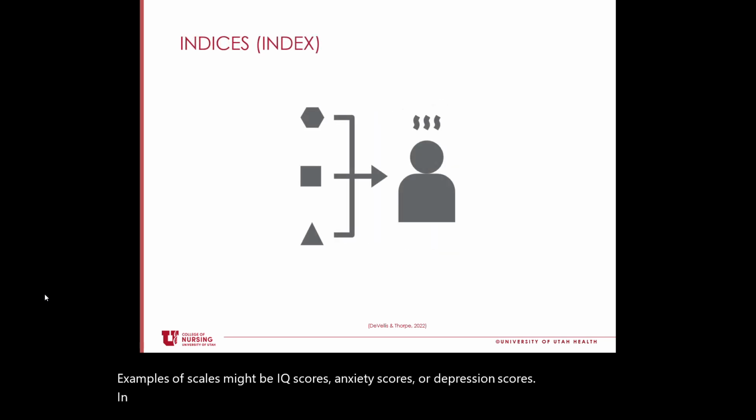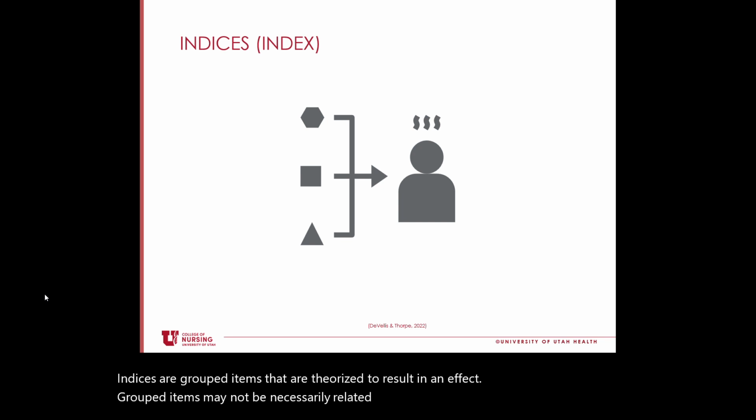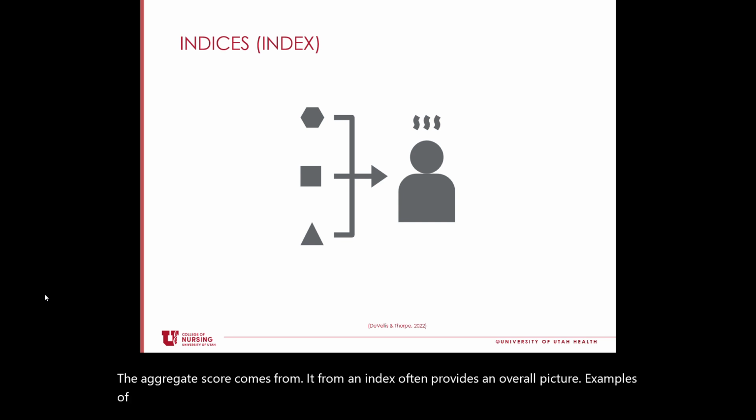Indices are grouped items that are theorized to result in an effect. Grouped items may not be necessarily related to each other. The aggregate score that comes from an index often provides an overall picture. Examples of indices are stock indices, APGAR scores, or Glasgow Coma scores.